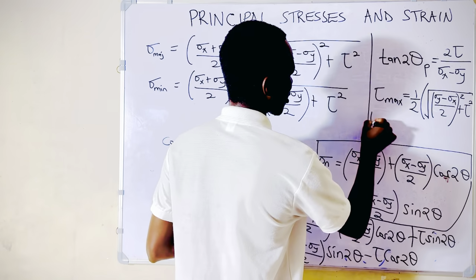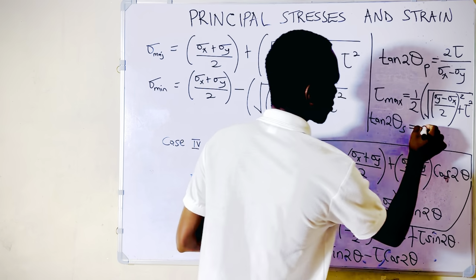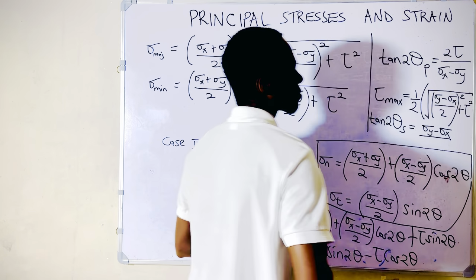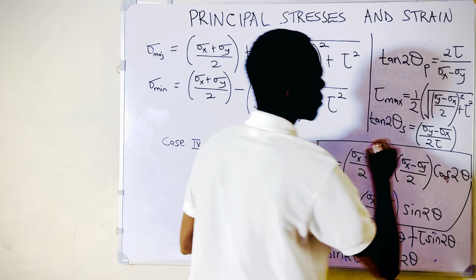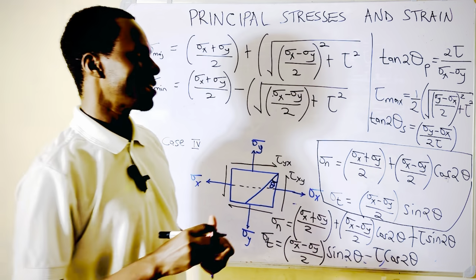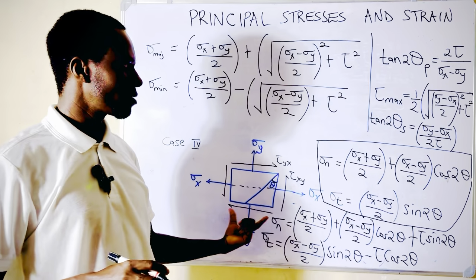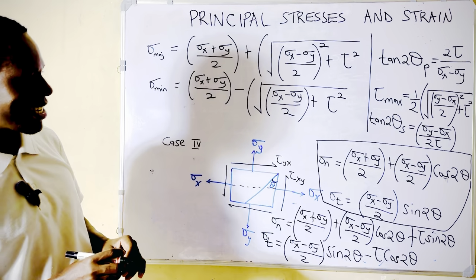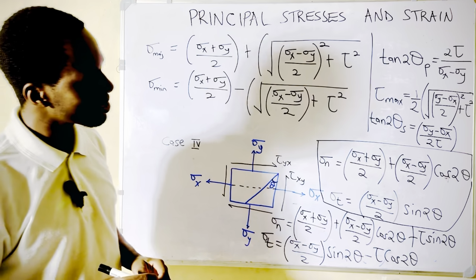Then what about its orientation? It is given by the formula tan 2 theta s, standing for the shear, is equal to sigma y minus sigma x by 2 tau. So take note of that. So if the question wants you to find the orientation for the shear, in this case, you need to take this expression. Okay? I believe you have got it clearly, because these are all the 4 different cases I've discussed.